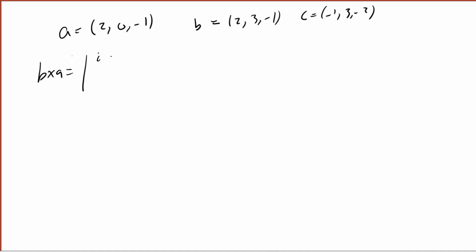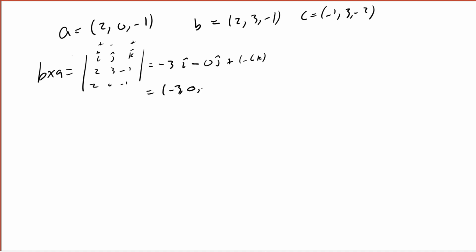All right, so we have I, J, K, plus minus plus, 2, 3, minus 1, 2, 0, minus 1. So that's going to be minus 3 I, minus, that's minus 2, plus 2, that's 0. And then we have 0, minus 6. Okay, so we have minus 3, minus 0, minus 6. And then we need to normalize this.